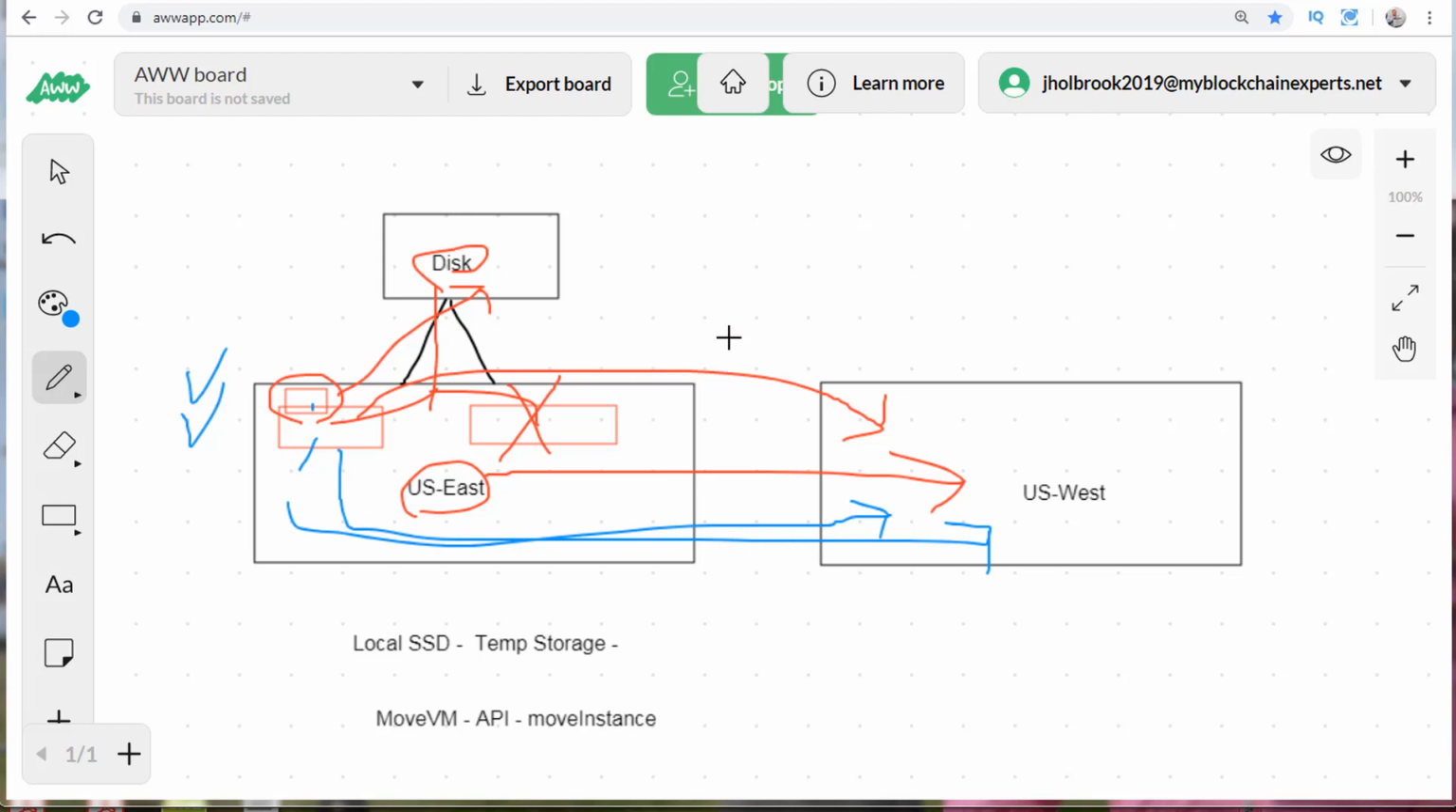The main thing I want to point out again is if we do move a persistent disk, we need to prepare to move that disk. And again, pay attention to whether it has a local SSD. Can we use the move VM approach with the API called move instance? Just a few things to think about when we consider moving VMs.